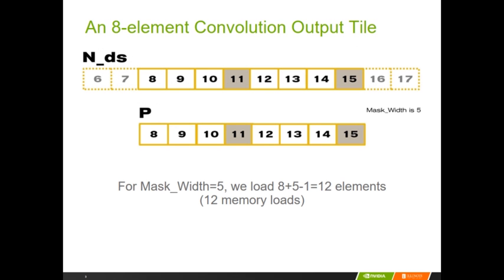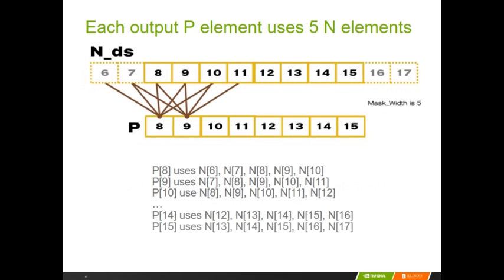This slide shows a simple example of 1D convolution with 8-element output tiles. And we see that for the calculation of the 8 output elements, we need to load 12 input elements into the shared memory. And each output P element will use 5 input N elements.